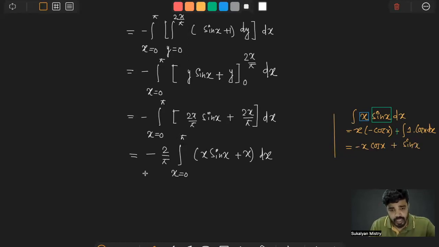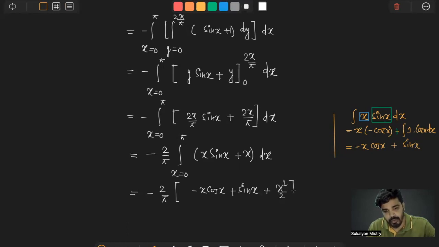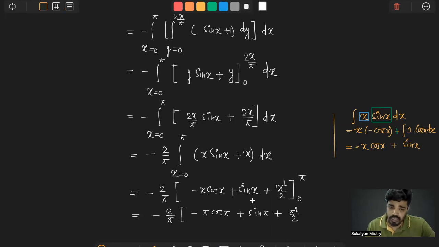So that equals minus 2 by pi, integrating x sin x gives minus x cos x plus sin x, plus integrating x gives x square by 2, with limit 0 to pi. Now put the upper limit: minus 2 by pi, minus pi cos pi plus sin pi plus pi square by 2. For the lower limit 0, if we put x equal to 0, all terms are 0. The value of cos pi is -1.